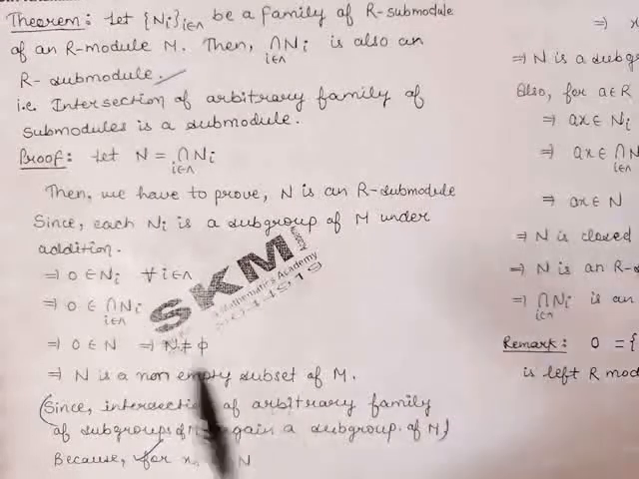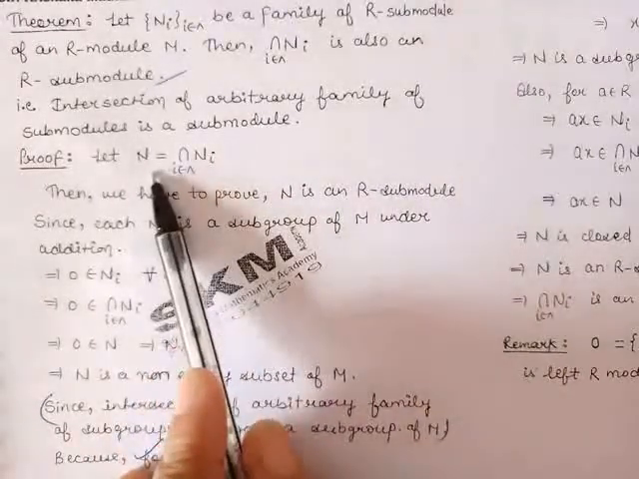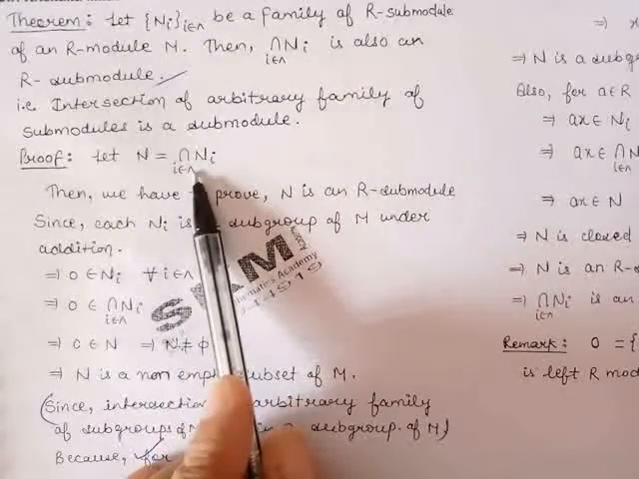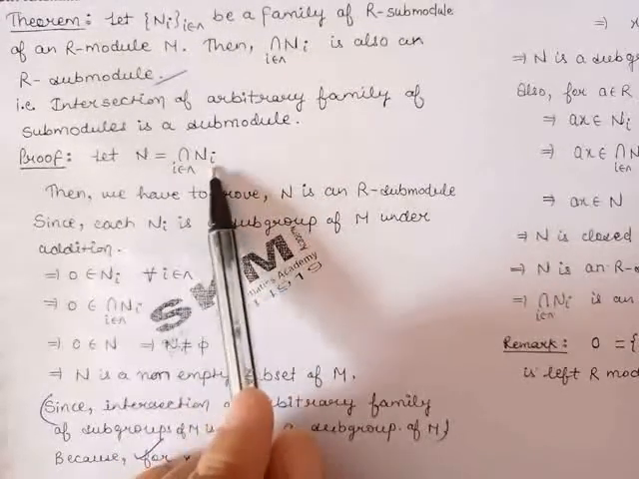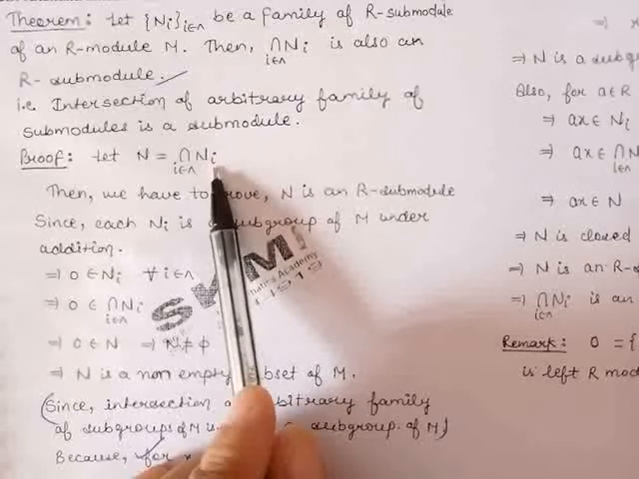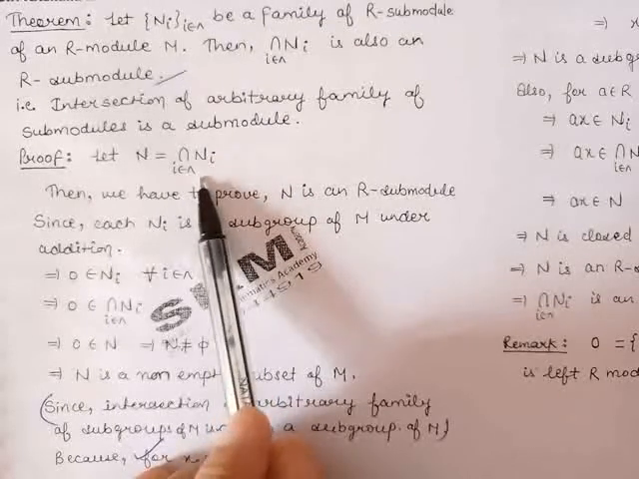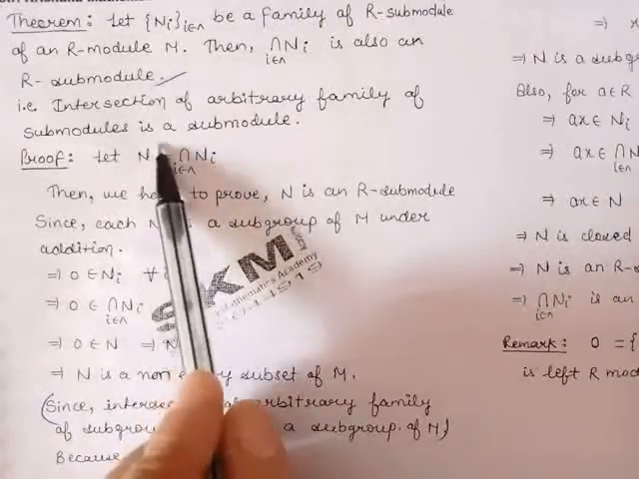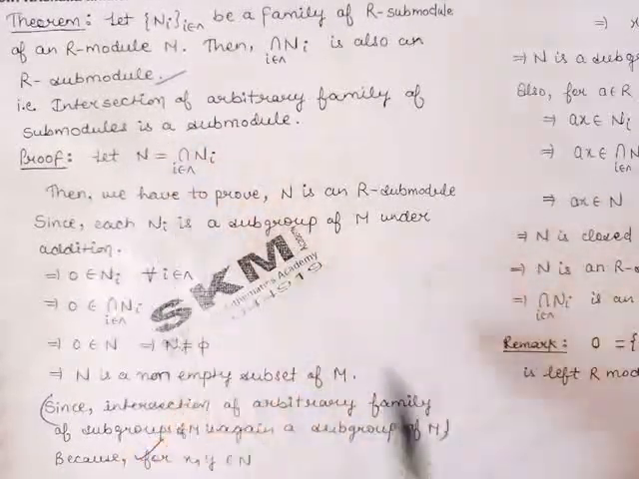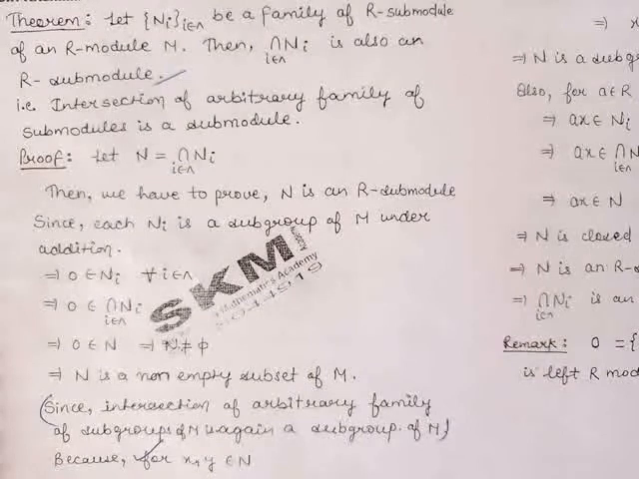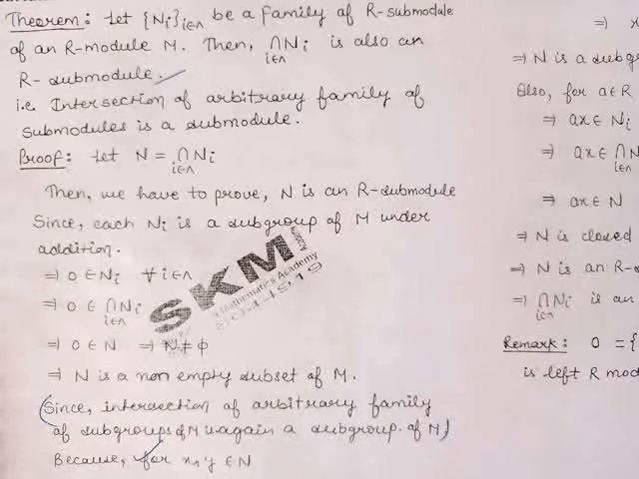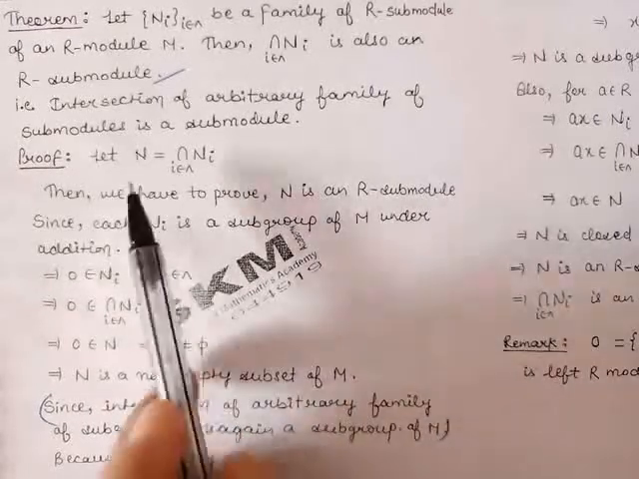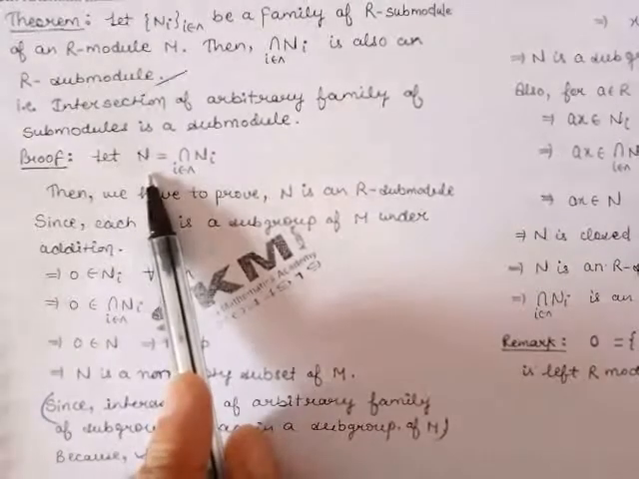Now let us denote this intersection by the set N. N is the intersection of all the members of the family, where i belongs to the index set. We are to prove that this N is a submodule over the ring R. Now this is a module over the ring R. To prove this, first of all we will have to show that this N is non-empty.